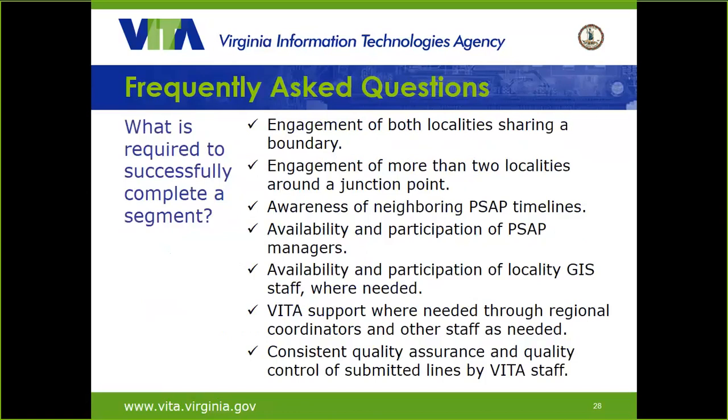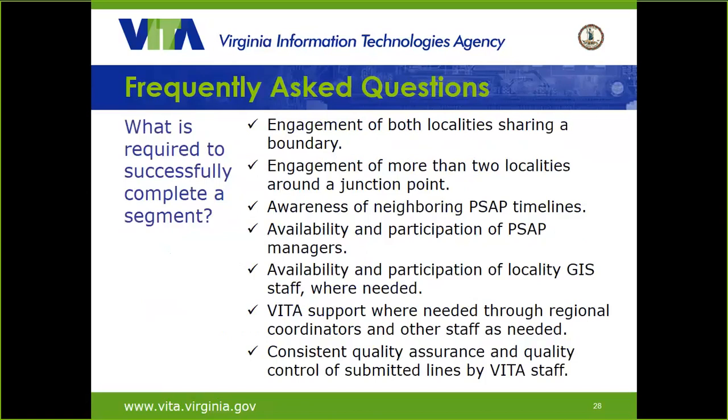If you need VGIN support through regional coordinators or other staff, we see ourselves and the staff that we have in an ISP as, if you need us to help you complete the process, we are required to help you complete that process, and we'll do what we can to make that successful. And then we also need consistent quality assurance and quality control. All of these things together will help us complete a segment successfully.